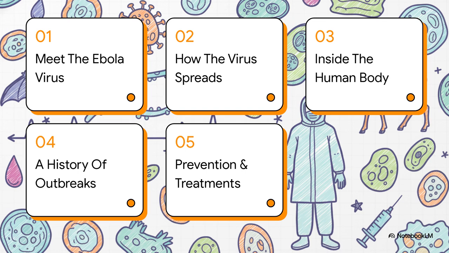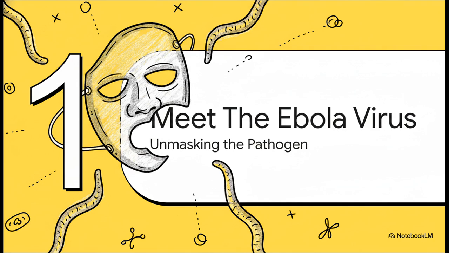Here's our roadmap for today. First, we'll meet the Ebola virus, then look at how the virus spreads. After that, we go inside the human body, map out a history of outbreaks, and finally, look at prevention and modern treatments. All right, Section 1, meet the Ebola virus.